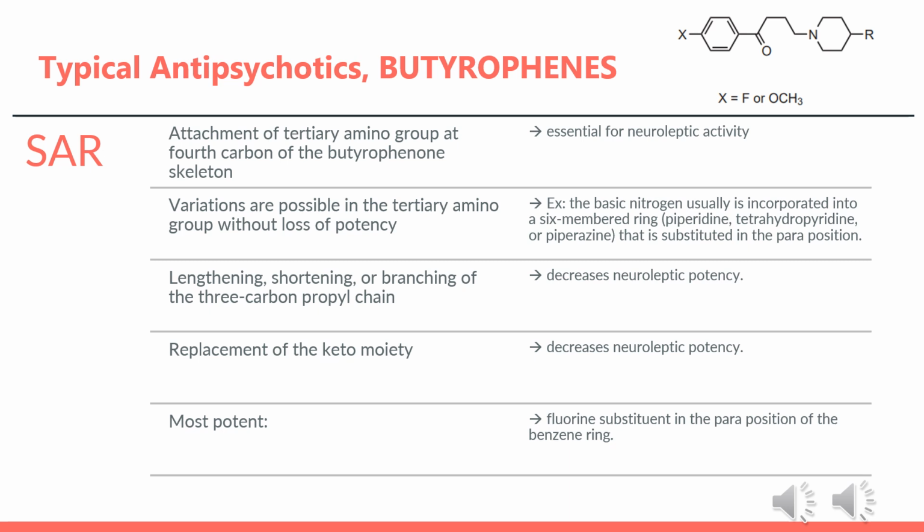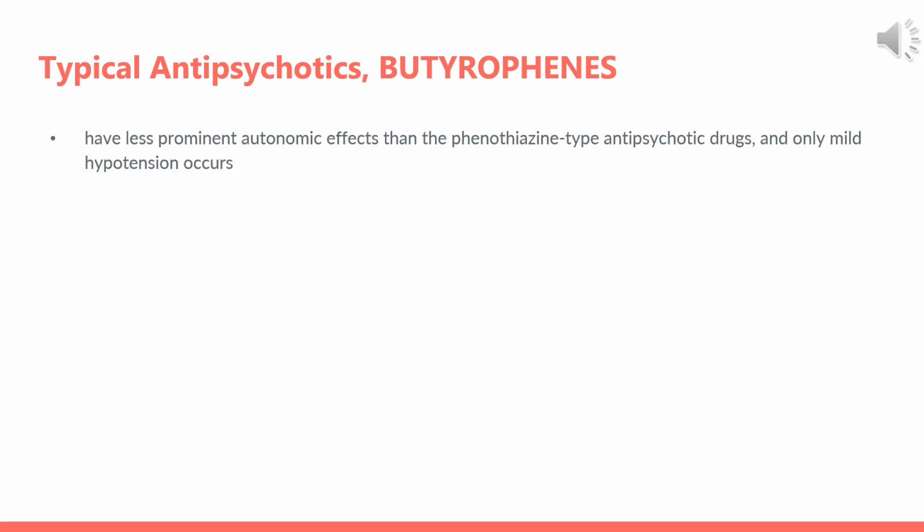Lengthening, shortening, or branching of the 3-carbon propyl chain decreases neuroleptic potency. Replacement of the keto moiety, for example with the thioketone group as in the butyrothiones, with olefinic or phenoxy groups, or reduction of the carbonyl group, decreases neuroleptic potency. Most potent butyrophenone compounds have a fluorine substituent in the para position of the benzene ring. Butyrophenones have less prominent autonomic effects than the phenothiazine-type antipsychotic drugs, and only mild hypotension occurs.